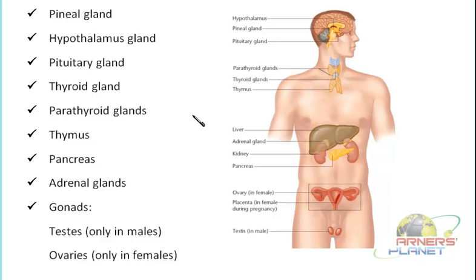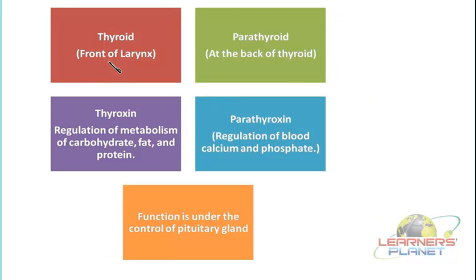So in today's session we will continue with the further different types of hormones which control different functions in a living system. Another gland, located after the brain in the neck region, is the thyroid and the parathyroid. These glands are present in a pair.